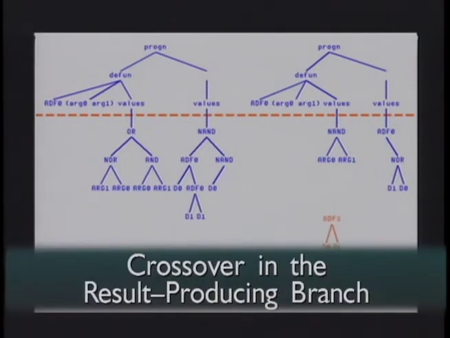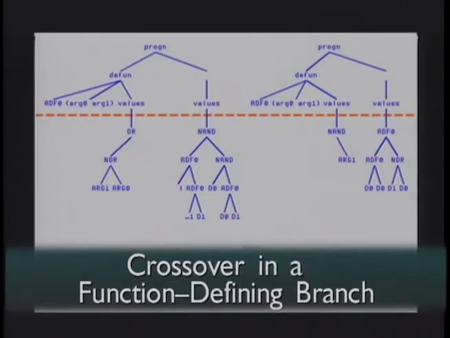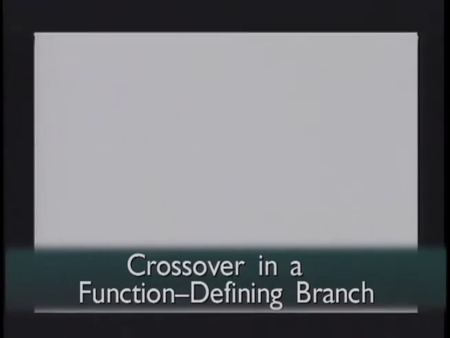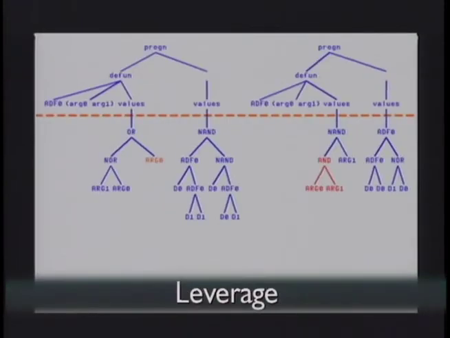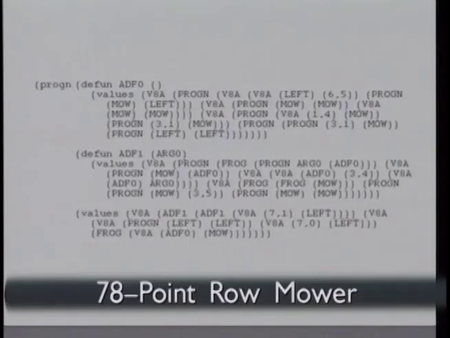Crossover then proceeds in the usual way by exchanging the subtrees below the crossover point, as shown here for the crossover within two result-producing branches, and similarly when the crossover point is in the function-defining branches. When the crossover point is in a function-defining branch, and the automatically defined function is repeatedly referenced by other branches, the effect of the crossover is leveraged.